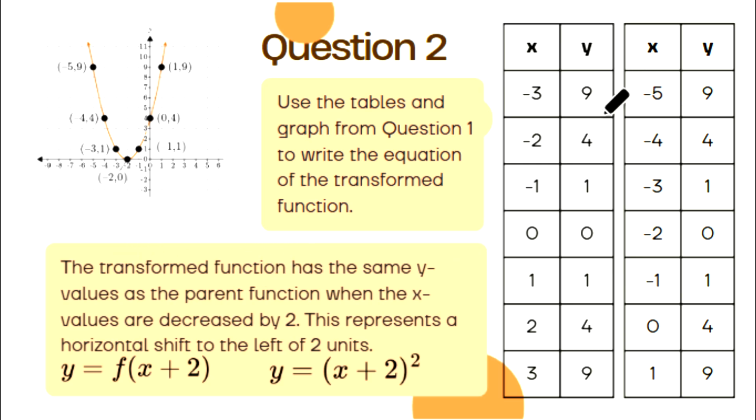You can see that here. It's 9 4 1 0 1 4 9 on both tables. So the x values are what changed. The x values each decreased by 2. So this is the parent function, okay? This is the transformed function. This is the parent function. So we subtracted 2 from each to get there, okay?